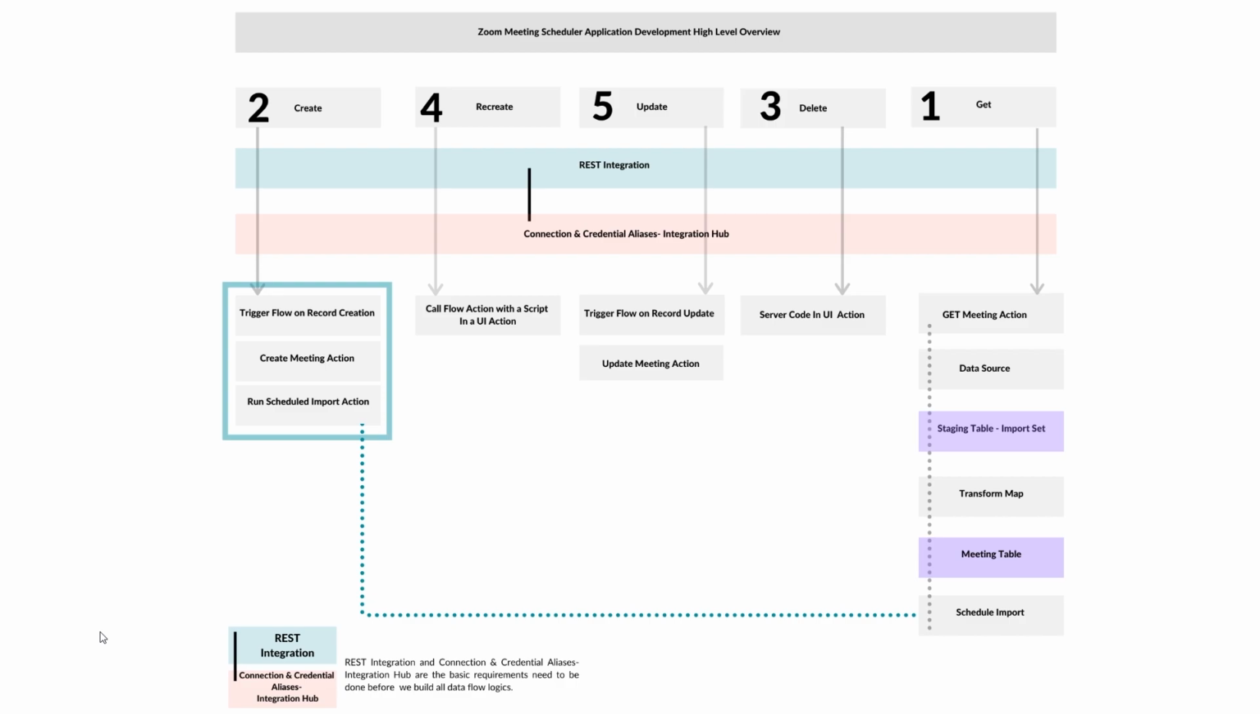The second functionality is going to be creating a meeting from ServiceNow in Zoom. For that, whenever you create a record in the meeting table, we can trigger a flow, and that flow contains a create meeting action, which is going to send a request to the API and create a meeting. Not only that, once we create our meeting, we are going to run a script which is going to call the schedule import, which is going to trigger the entire process for get all Zoom meetings.